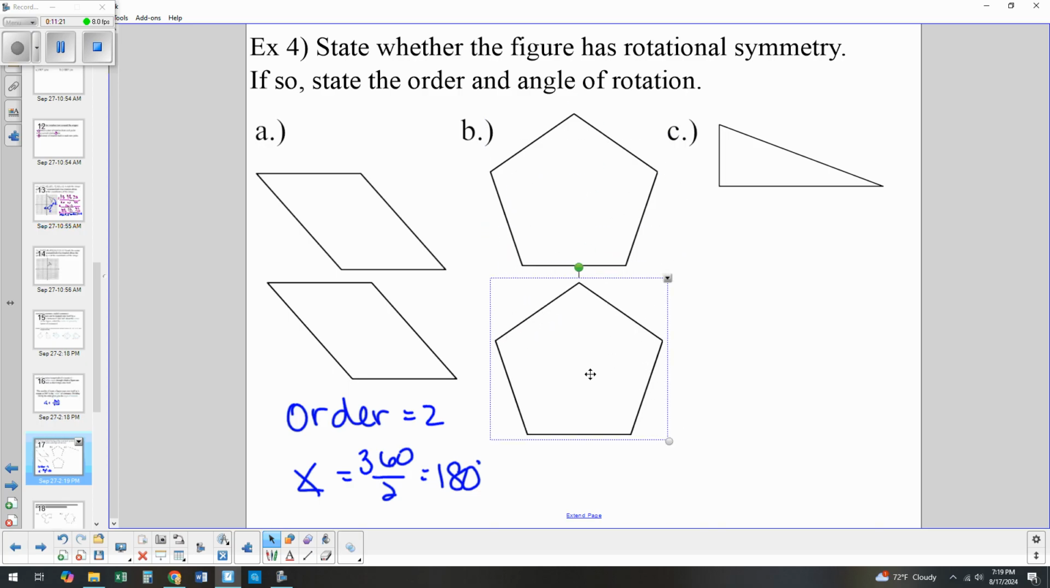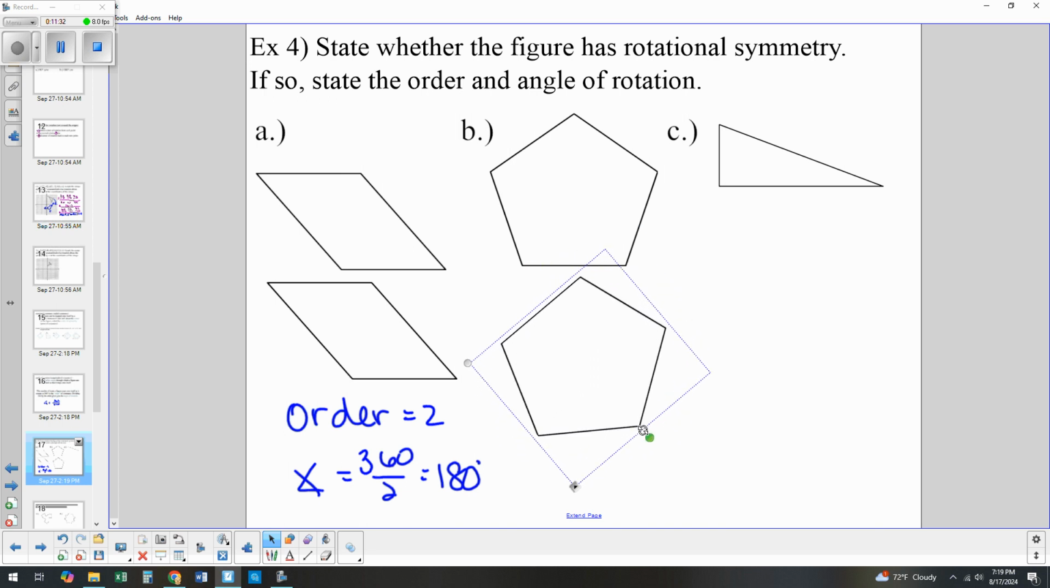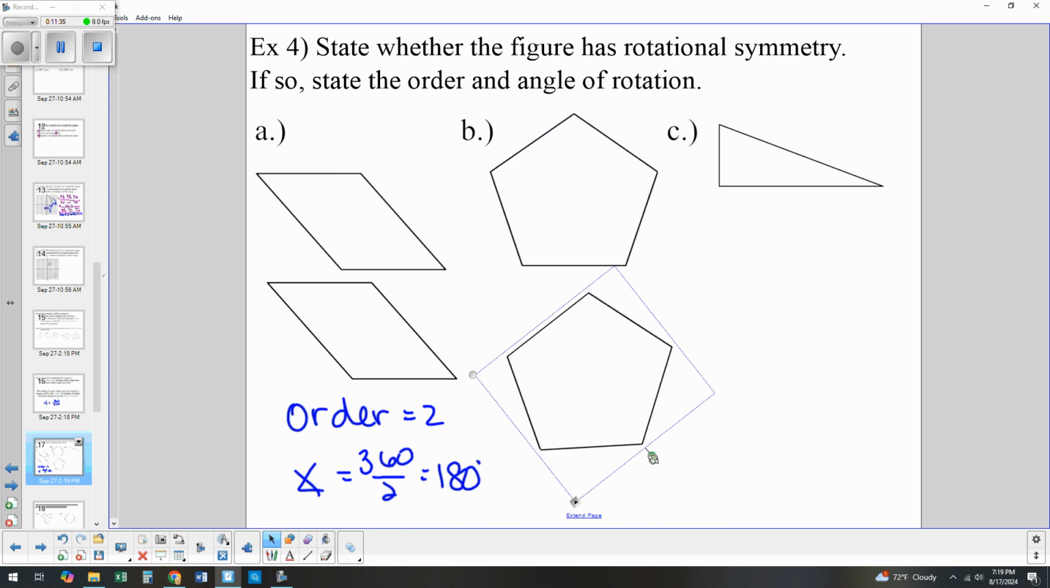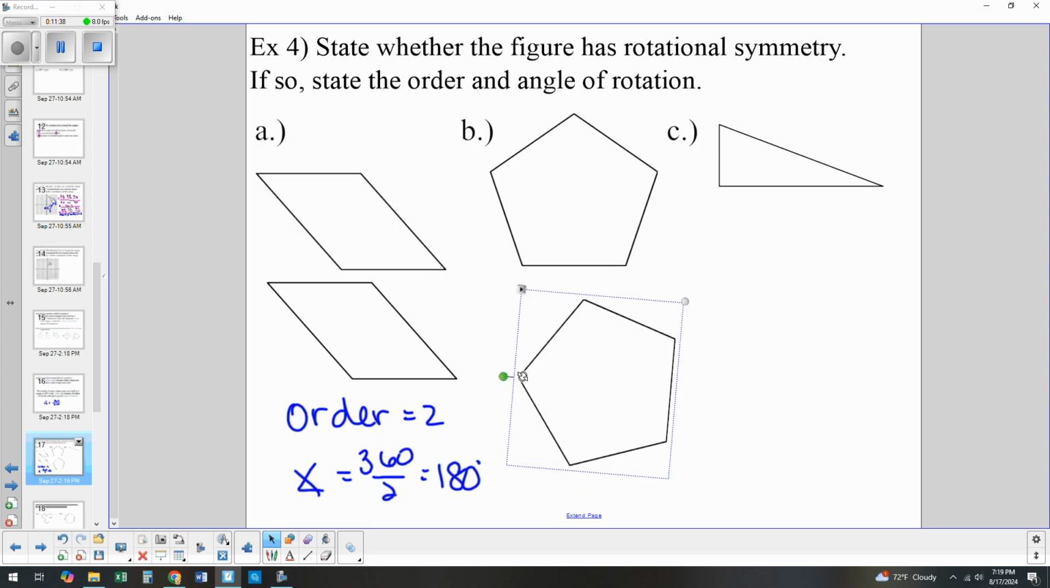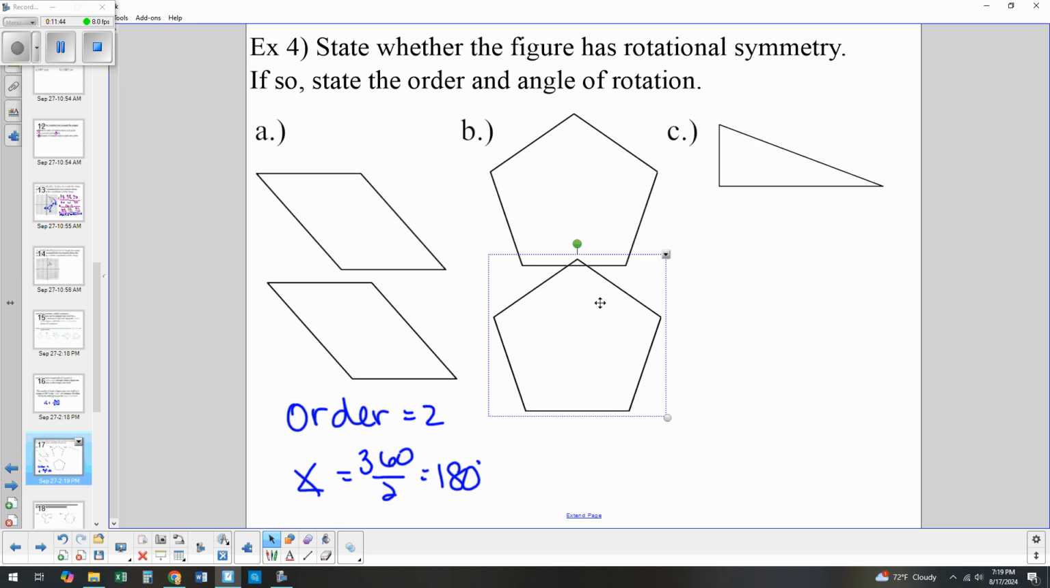All right, let's duplicate this one. So here, again, I'm starting with the green dot at the top. I'm turning it. This is the first time that it looks the same. I keep turning it. This is a second time that it looks the same. Here's a third time. Here's a fourth time. And then back to the original green dot at the top is the fifth time. So this actually has an order of 5. Which means that the angle is 360 divided by 5, which is, I want to make sure I give you the right number because my head's not working right today, 72 degrees.